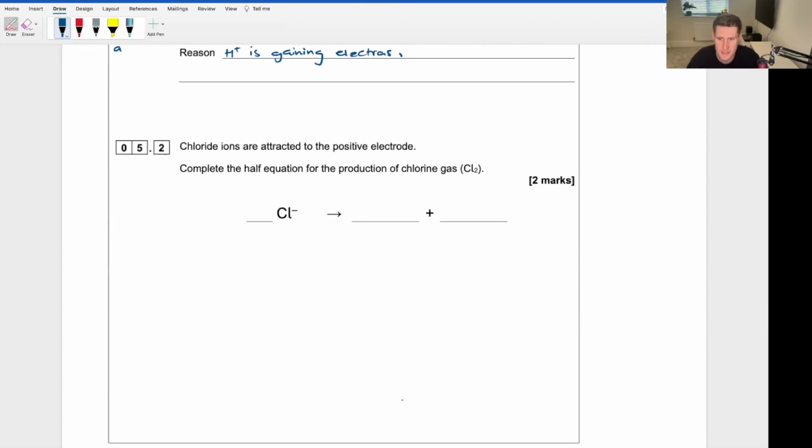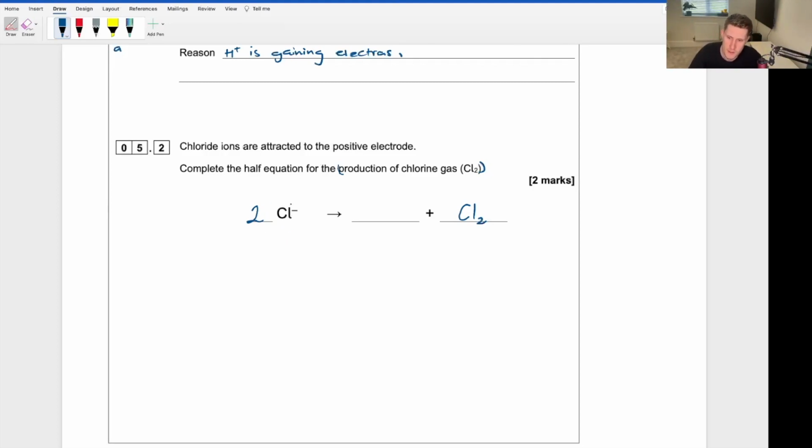Chloride ions are attracted to the positive electrode. Complete the half equation for the production of chlorine gas. Well, the first thing I'm filling in is chlorine gas at the end. It's just told me there, production of chlorine gas. I know I've got 2 chlorines on the right. Okay, I've got 2 Cl. So I need 2 chloride ions on the left. That'll balance my chlorines out.